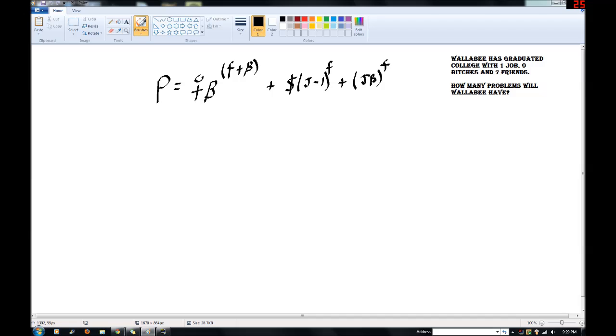So you got yourself, he graduated with 1 job, so J is equal to 1. He has 0 bitches, so beta is going to be equal to 0. And then he has 7 friends. How he managed to keep 7 friends in college is beyond me, but he has 7 friends, so F equals 7. Now, with all this being said, we can go ahead and plug it all into the equation.